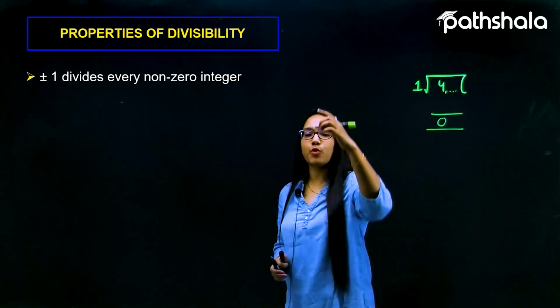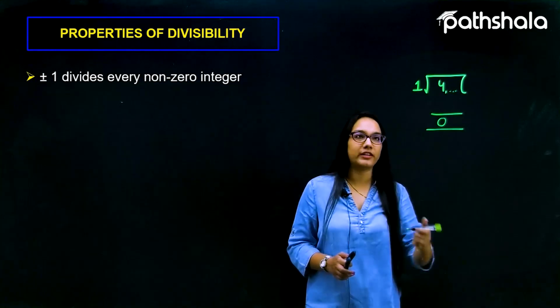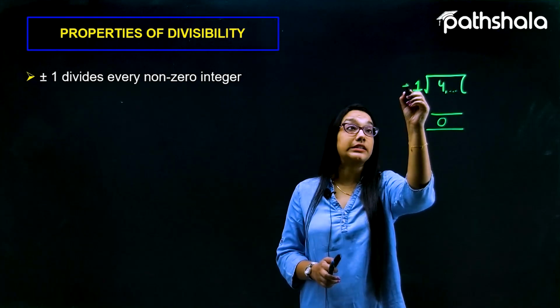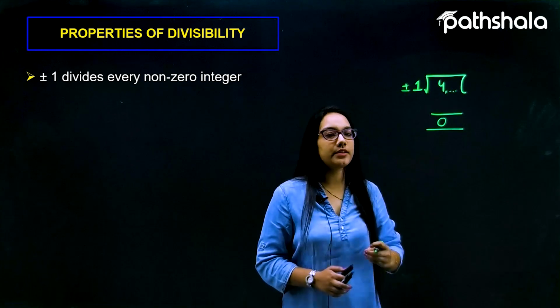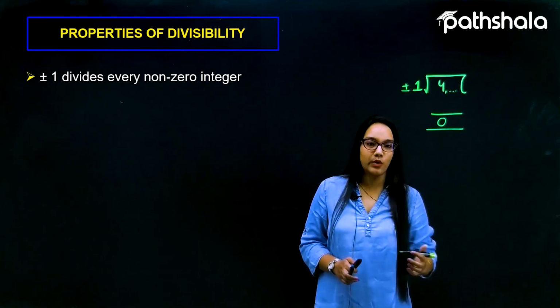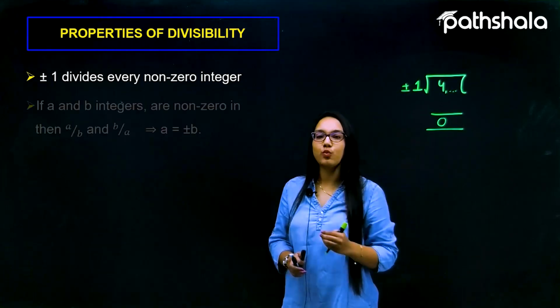So this is our first property, which says that plus minus 1, it will take plus 1, it will take minus 1, it doesn't matter. The number plus minus 1 definitely divides every non-zero integer. Let's move on further towards the second point.